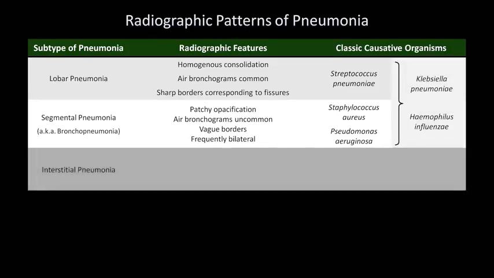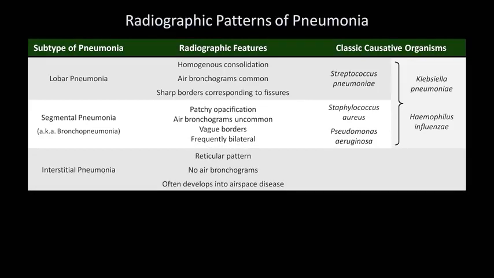Then there is interstitial pneumonia, in which the opacification has a reticular pattern lacking air bronchograms. Interstitial pneumonia often develops into airspace disease, mimicking the appearance of bronchopneumonia. Typical organisms to cause interstitial pneumonia are mycoplasma, viruses, and pneumocystis.